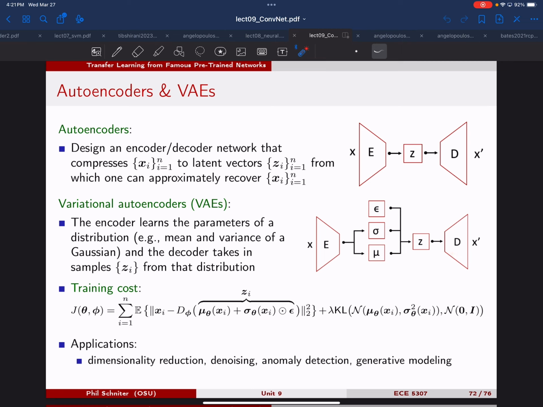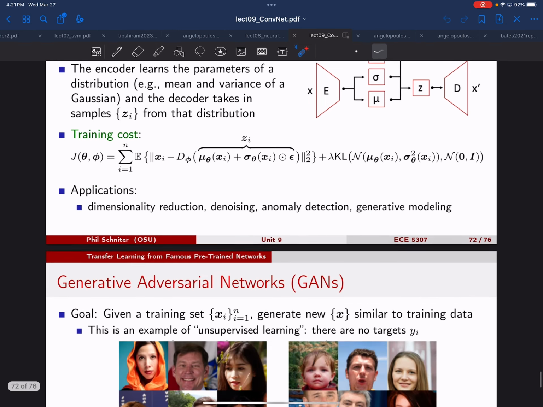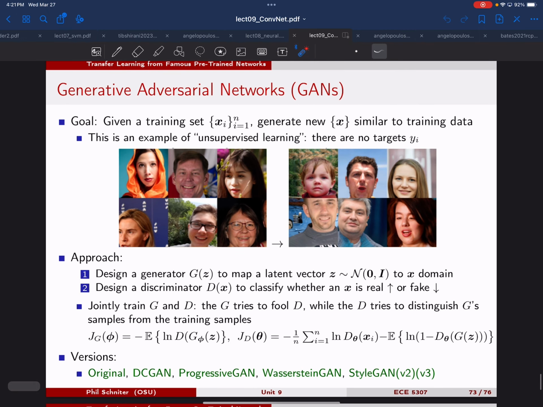So those are VAEs and autoencoders. Any questions on those? How many of you have heard of these VAEs or autoencoders? Okay, nobody. All right. So what about GANs? Have you heard of GANs?